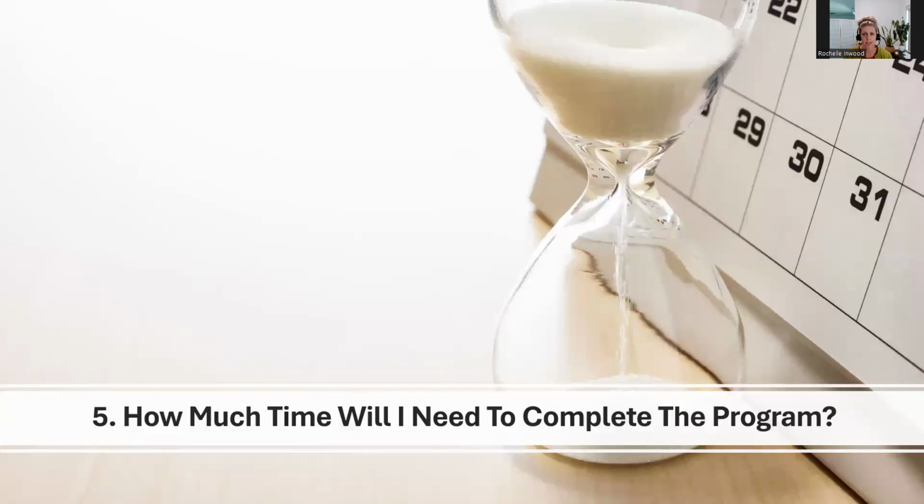So number 5, how much time will I need to complete the program? The digital course design program is really an 11-chapter program, which means that I hope that you are able to complete the program in 8 to 12 weeks. You can go as fast as you want or as slow as you want. My goal, though, is to help you get things out in as quick a time frame as possible. So 8 to 12 weeks is my goal for you, and that's with you working 5 to 8 hours a week. And it is really concentrated time of you actually working on the thing.